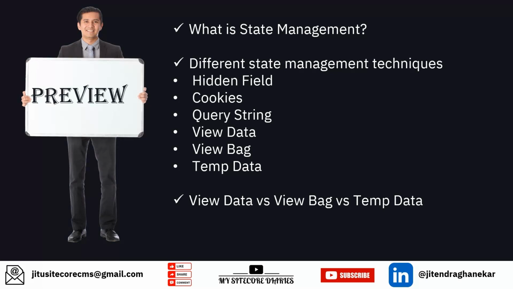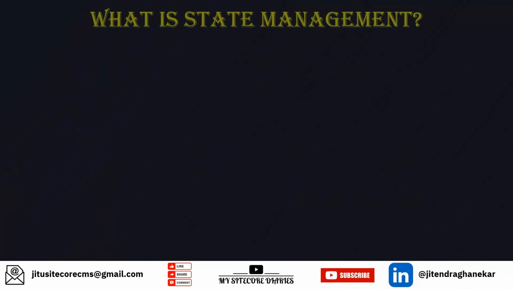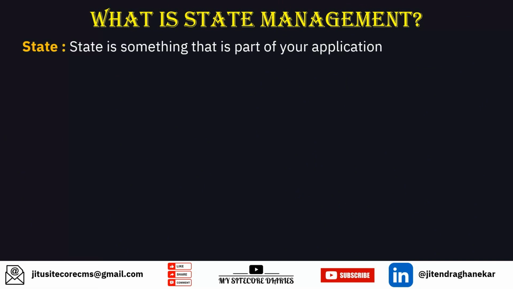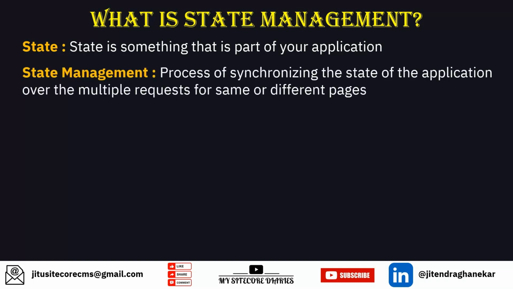So let's start today's topic. We'll see what is state management. State is something that is part of your application. So in your application there might be a user list, there might be a product list, or any data which is part of your application is called a state. What is state management? It is a process of synchronizing the state of the application over multiple requests for the same or different pages. So whatever state of your application, it is synchronizing, and it is keeping that value across multiple requests. If there is any update, that update should also happen on those values, those states. That process is called state management.